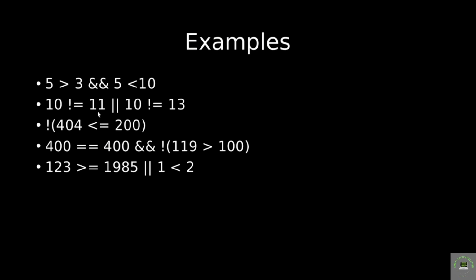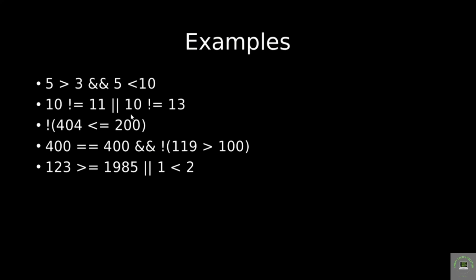Second, we have 10 not equal to 11 or 10 not equal to 13. 10 not equal to 11 is true. Logical OR. On the right hand side, we have another relation, 10 not equal to 13, which is also true. So the OR operator simplifies this value to true, as at least one of the operands should be true in order to simplify to true.